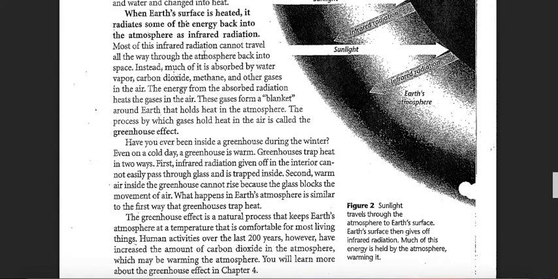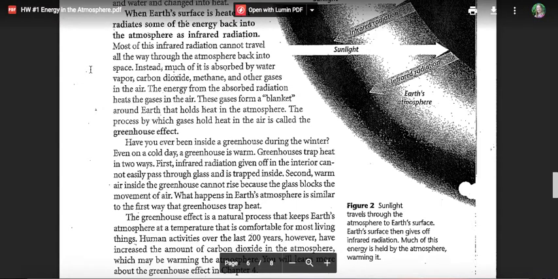Most of this infrared radiation cannot travel all the way through the atmosphere back into space. Instead, much of it is absorbed by water vapor, carbon dioxide, methane, and other gases in the air. The energy from the absorbed radiation heats the gases in the air. These gases form a blanket around the Earth that holds heat in the atmosphere. The process by which gases hold heat in the air is called the greenhouse effect.